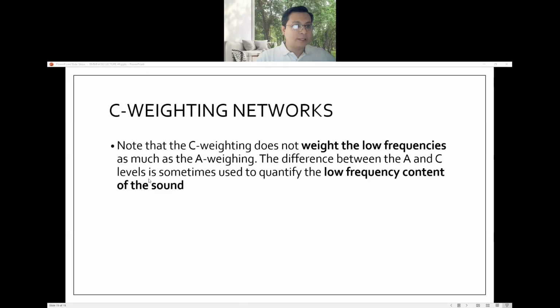Okay, next, weighting networks. Note that C weighting doesn't weight the low frequency as much as A weighting. The difference between the A and C levels is sometimes used to quantify the low frequency content of the sound. So the difference among A, B and C is totally based on the frequency. As the frequency increases, sometimes we cannot hear the noise anymore, so it will show as a low dB.